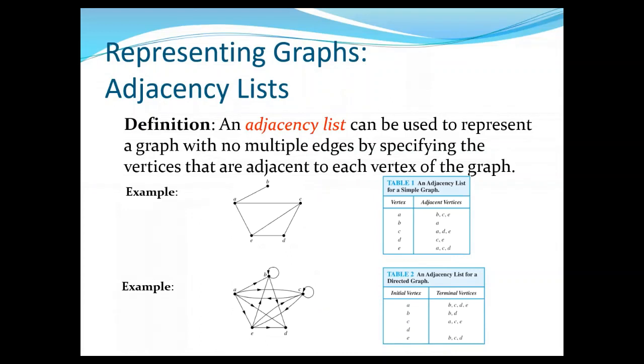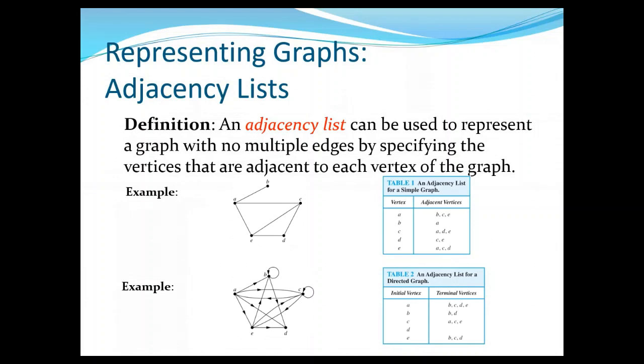We could create a table like the adjacency list. It is composed of two columns. If it's a simple graph, the first column is the list of vertices, and the second is the adjacent or connected vertices. For example, for A, B and C and E are all connected to A, so they will be listed as the adjacent vertices. Same with B, it is connected to A, so A will be listed in the second column for B.